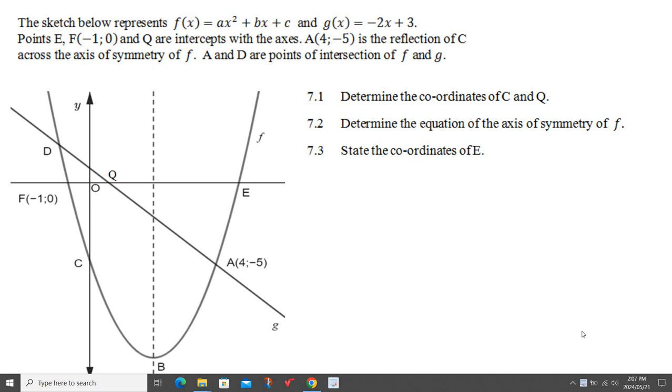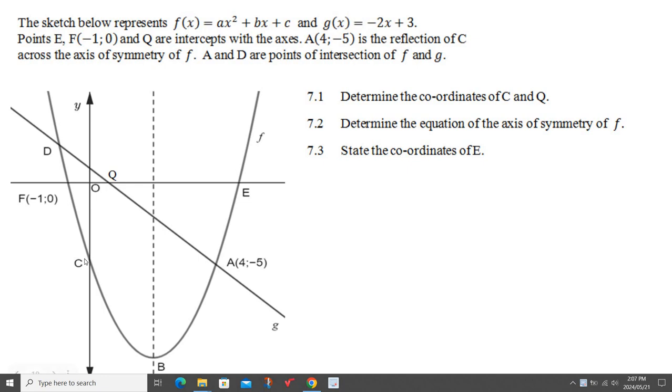Okay, let's try this question. Determine the coordinates of C and Q here, and then we've got a line that g of x is minus 2x plus 3. So we know this line that goes through Q right here, the x-intercept of Q, that's what it is.